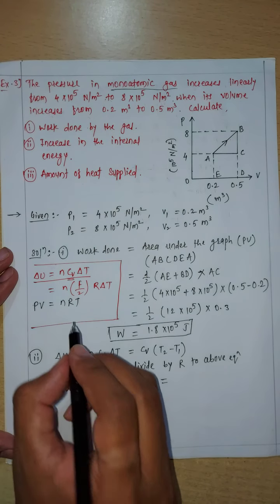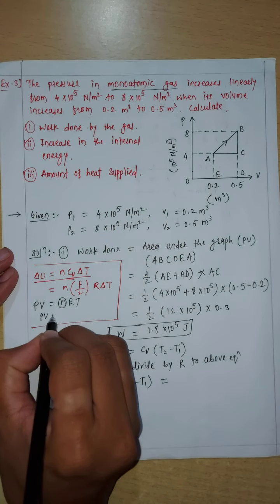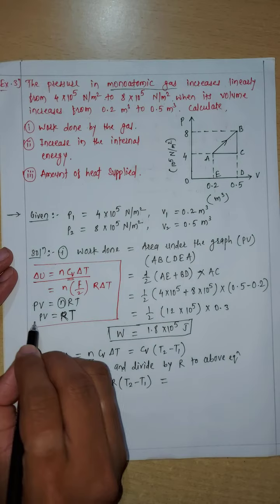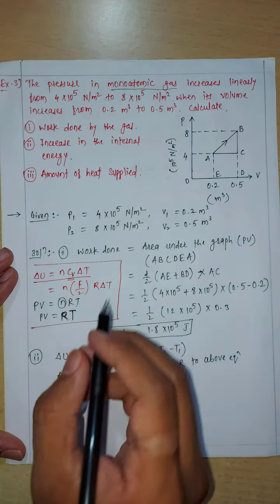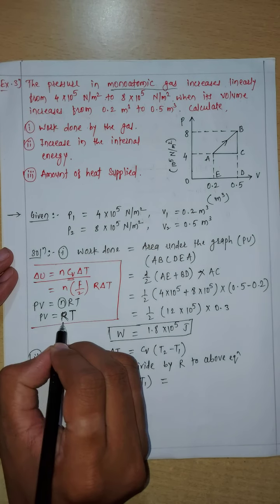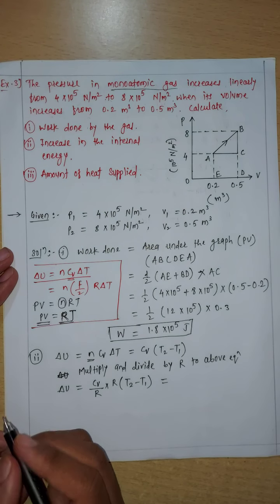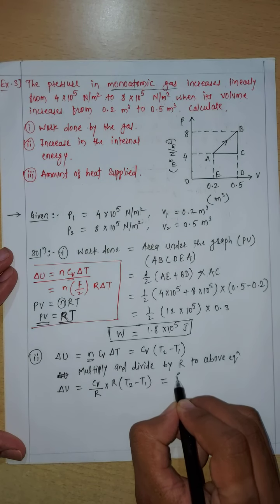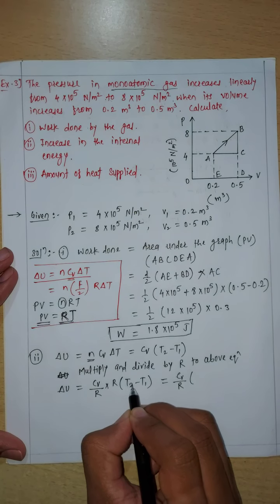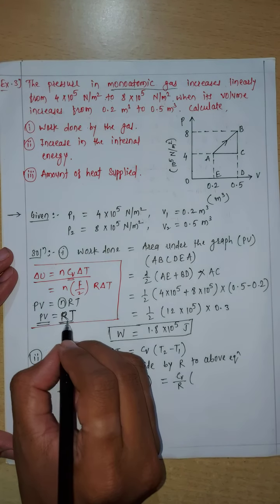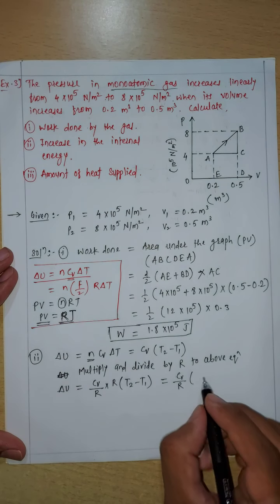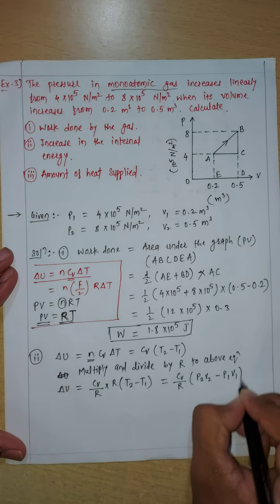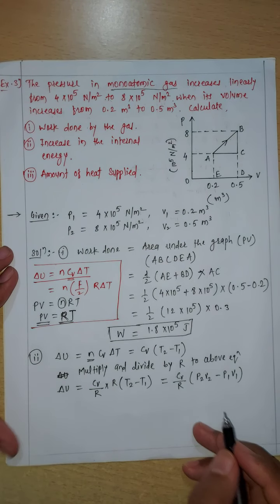This is the ideal gas equation. If n is equal to 1, then PV is equal to RT. For a monoatomic gas, n is equal to 1. So instead of RT, we can use PV. If we multiply the bracket T2 minus T1 by R, it becomes Cv by R into (RT2 minus RT1). Instead of RT, we use PV, so it will be P2V2 minus P1V1.